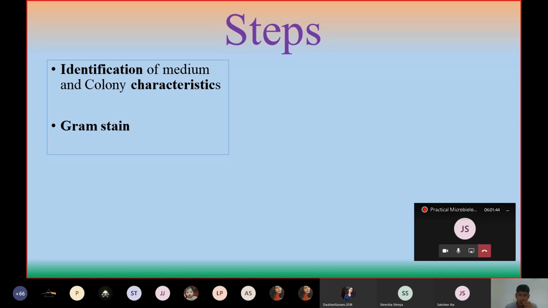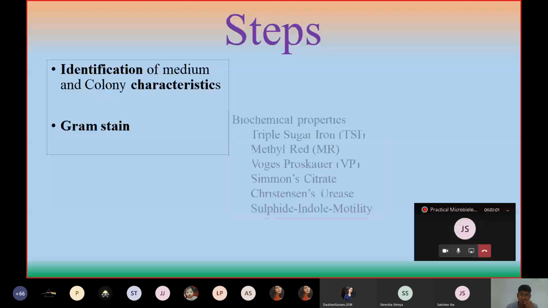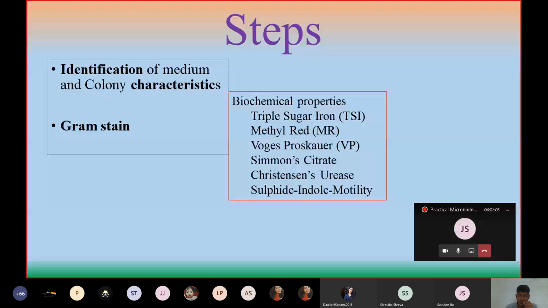Now in gram stain we get either gram positive or gram negative. For gram positive we go for a particular set of biochemical properties, while for gram negative we'll go for a different particular set of biochemical properties. So these sets are, you can see here, triple sugar iron test.